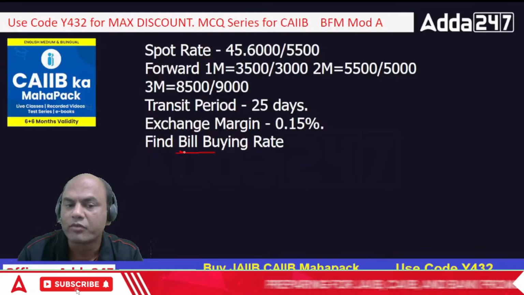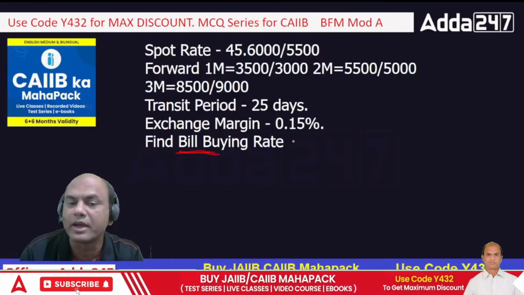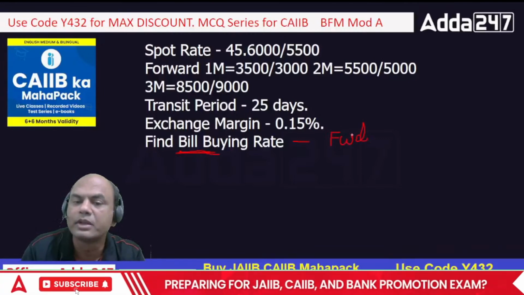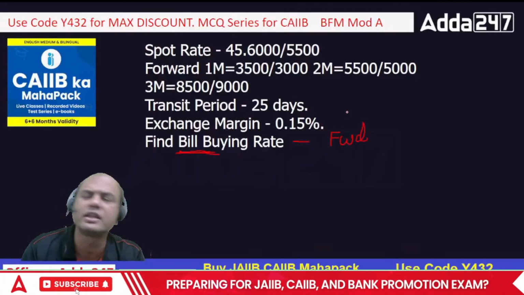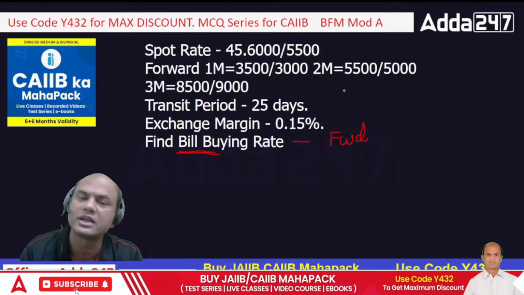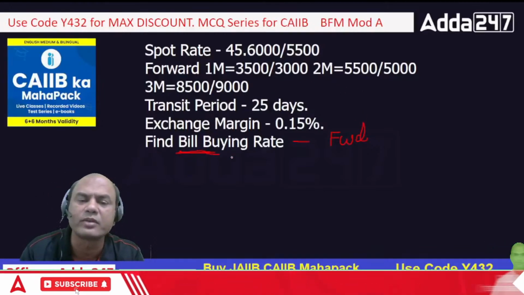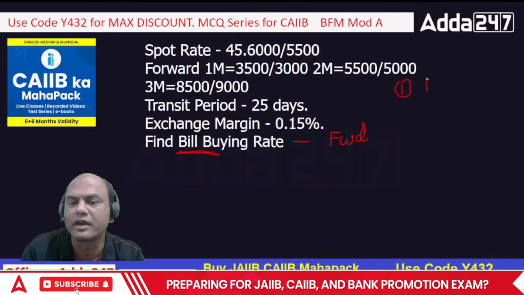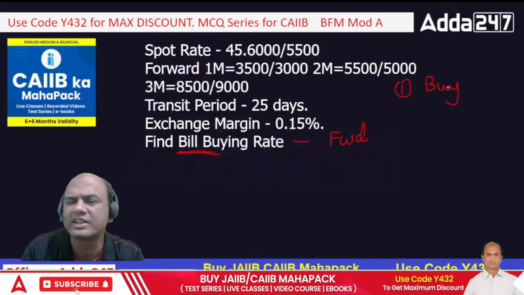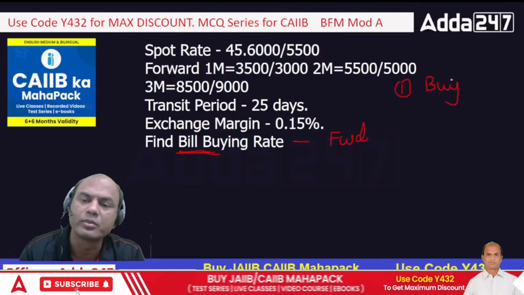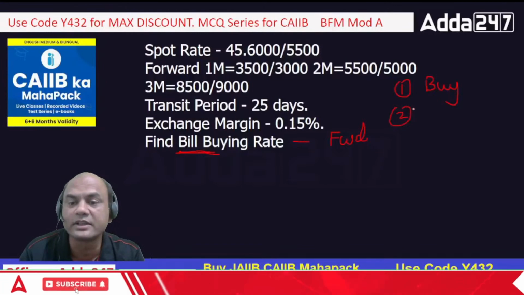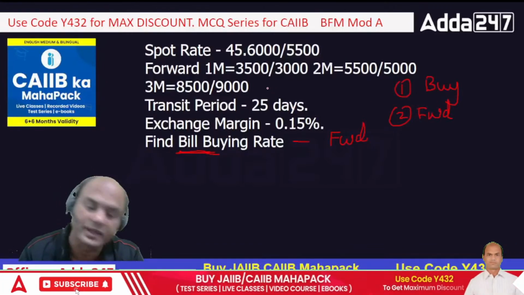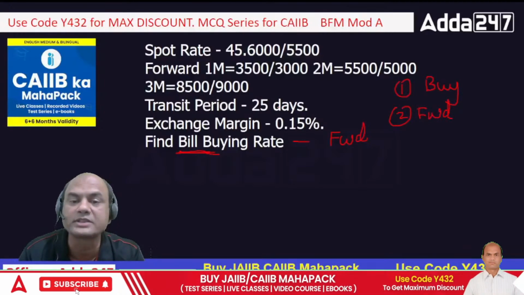Whenever a bill rate is asked, immediately get it that you have to do something related to forward. Bill rate is always attached to forward. So again remember the three sequence which I told you. First decide buy or sell. It's already given buying. So first step is buying. Forget this selling and everything. Second, forward margin. Is the forward margin asked in the problem? Yes. Why? Because the transit period is given as 25 days.